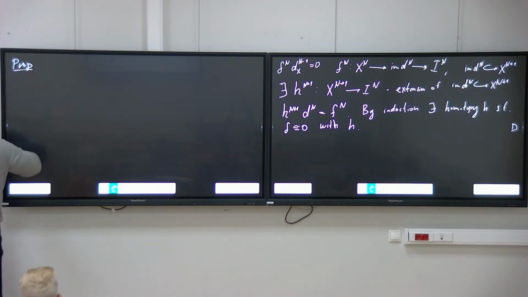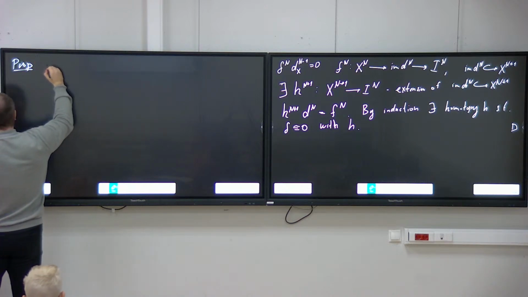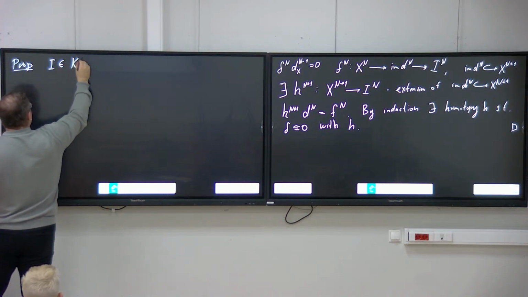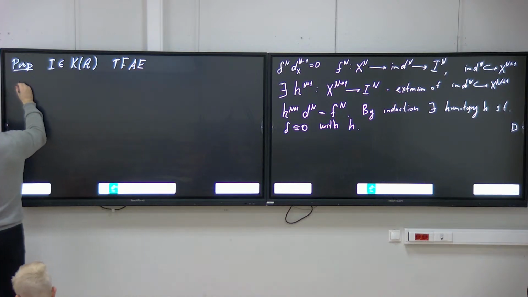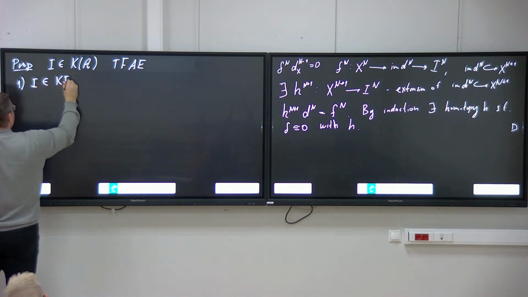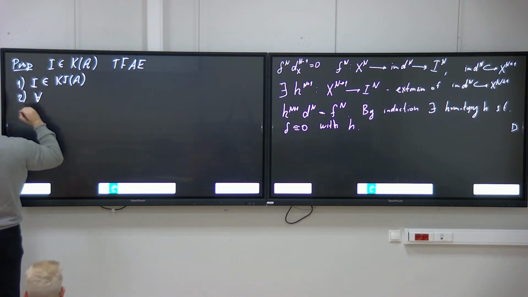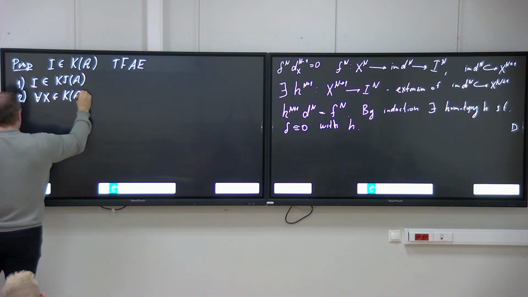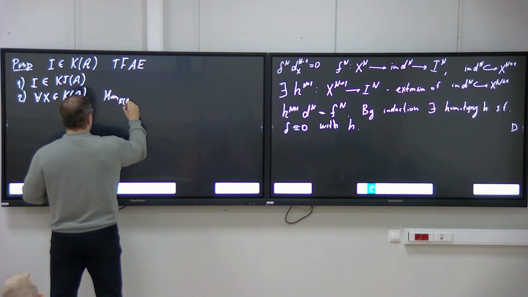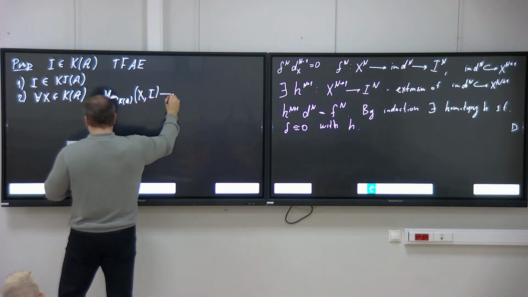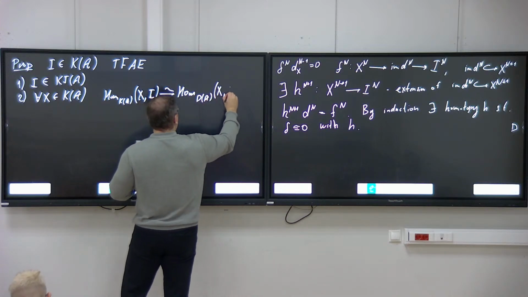So next proposition, the nice thing about this proposition is I don't need to prove it. Okay, so I take an object I in the homotopy category of some abelian category A, and then the following are equivalent, just as a reminder. The first condition: I is K-injective. The second condition is that for any object X in the homotopy category, the canonical map given by the localization quotient functor, Hom_K(A)(X, I), is an isomorphism with the Hom_D(A)(X, I).